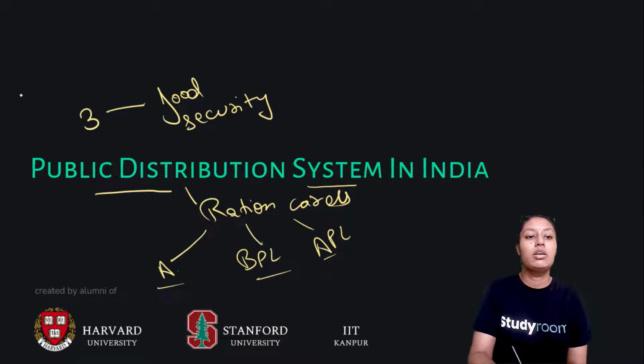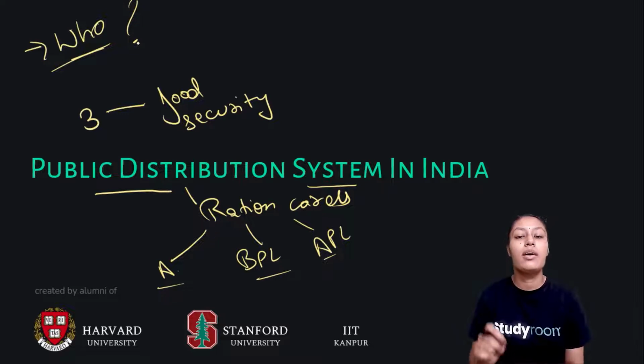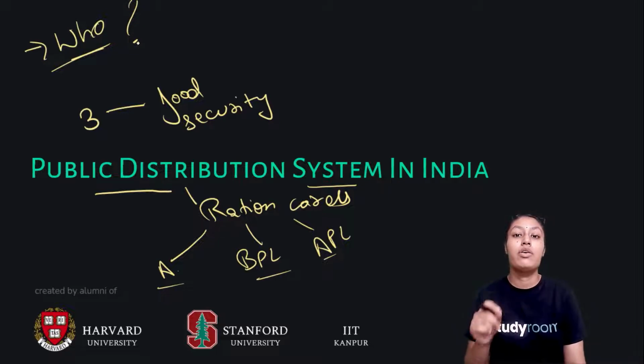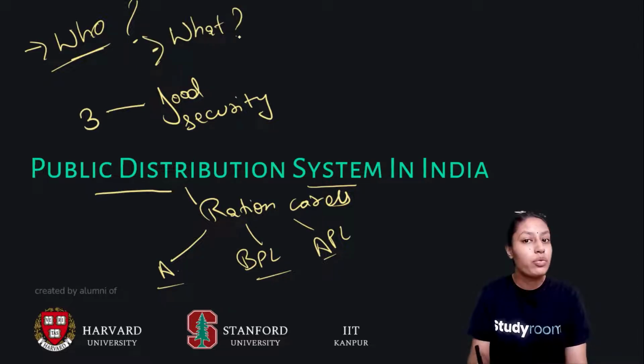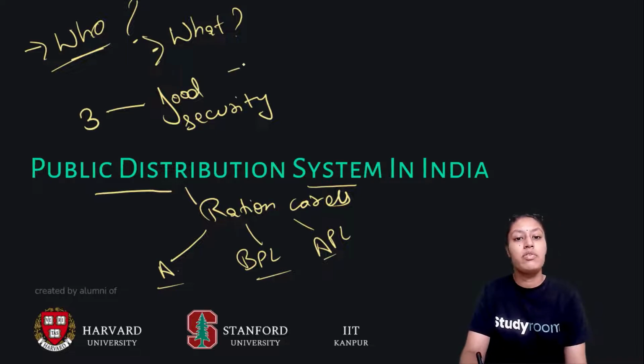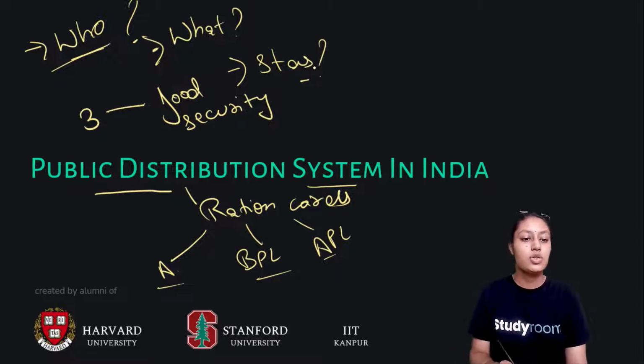We will first learn who are these people, who are these target group who require this kind of distribution. Second, what steps have been taken to improve their conditions. And third, we will see in terms of stats, in terms of numbers, how much improvement has been made. Okay, so let's start.